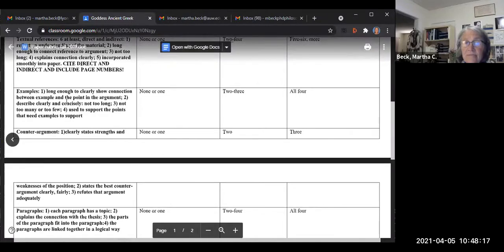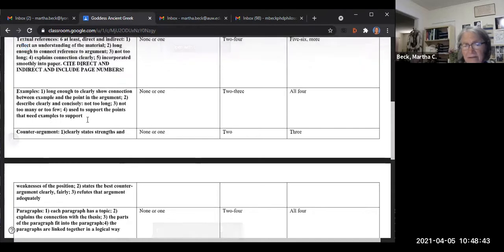Okay, her examples. They're long enough to show the connection. She's described them clearly. There's not too many or too few. So I think, except for those couple little places where I think she could have changed her paragraphing a bit, everything is supported and that all fits together.